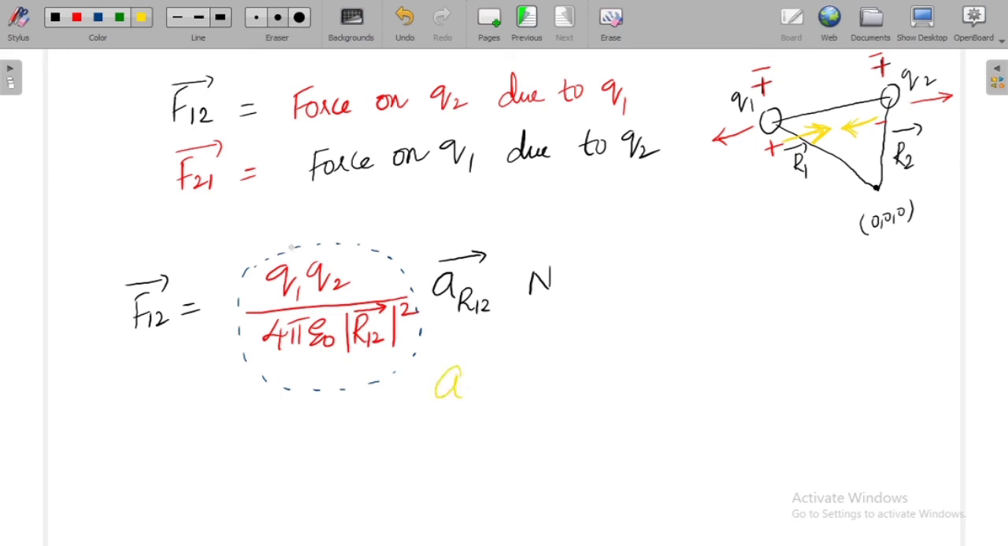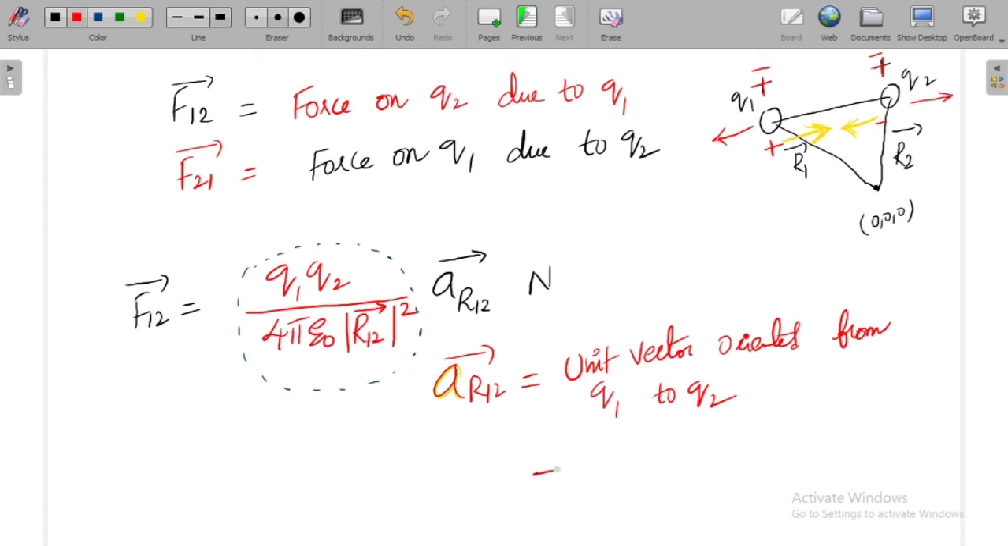Now what is AR12 bar? Let me write here what is meant by AR12 bar so that you can easily write its mathematical equation. It is a unit vector oriented from Q1 to Q2. Mathematically, a unit vector can be represented as the ratio of a vector to its magnitude. What is the vector? The vector is from 1 to 2, so R12 bar divided by its magnitude, R12 bar magnitude. So this is the value of AR12 bar.